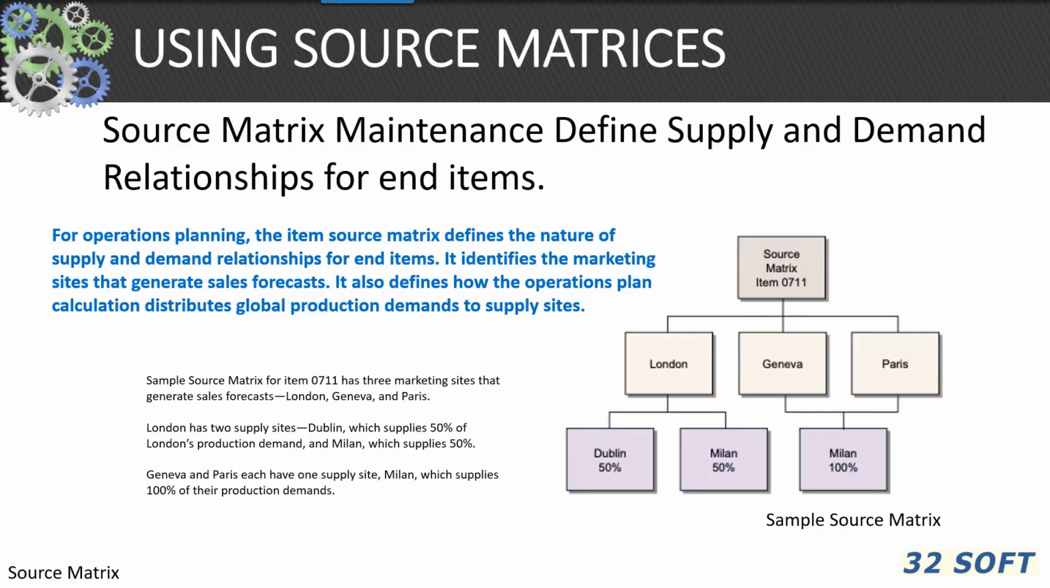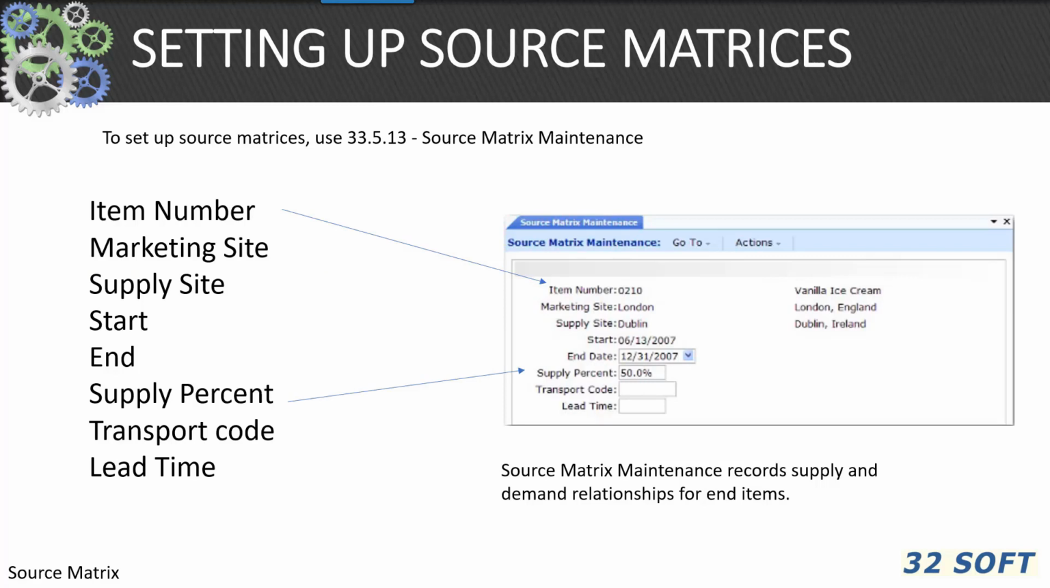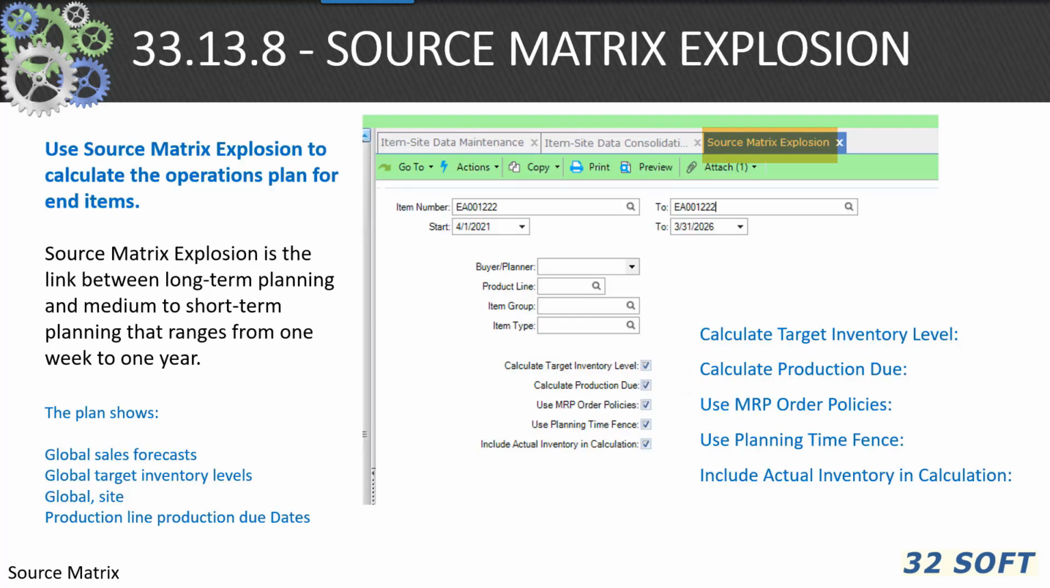For operations planning, the item source matrix defines the nature of the supply-demand relationships for end items. It identifies marketing sites that generate sales forecasts. It also defines how operation plans calculations distribute global production demands to supply sites. So you set up in 33.5.13 the source matrix maintenance, the item, you can set the item sites, and then you can again set the supply percentage for this particular item to a supply site.